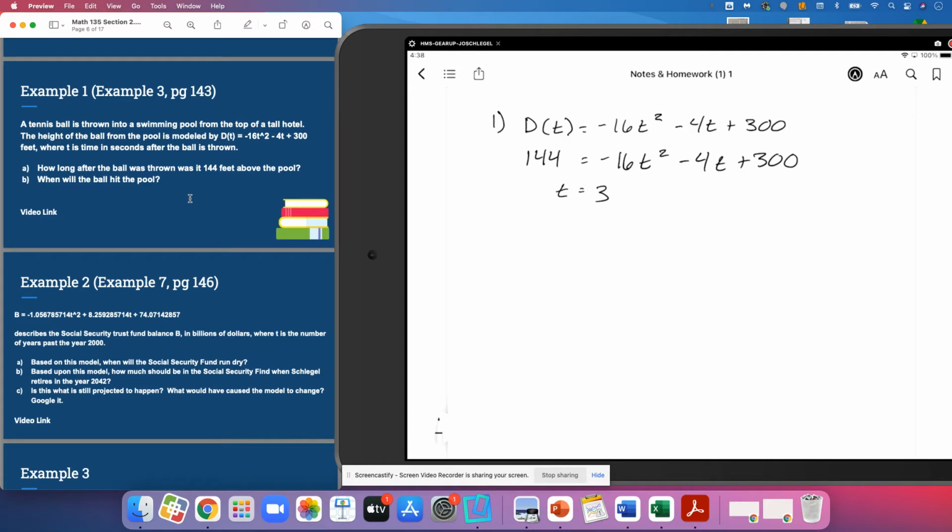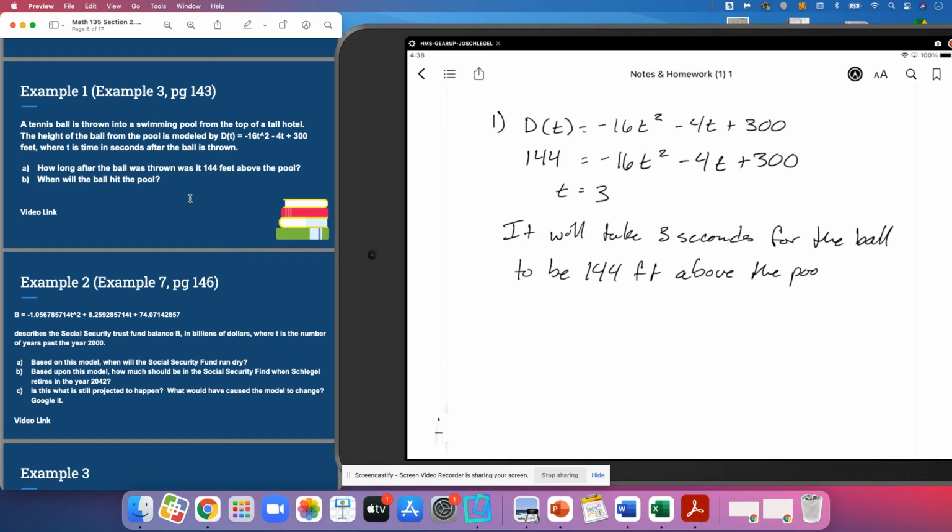So using that, as always, we put a sentence. It will take 3 seconds for the ball to be 144 feet above the pool. This must be an extremely tall building.